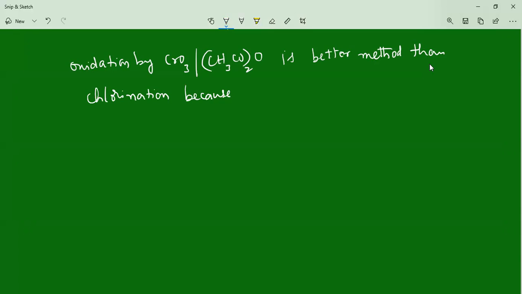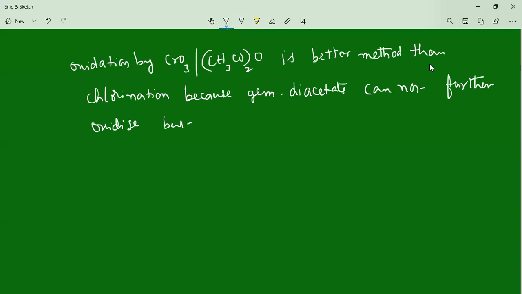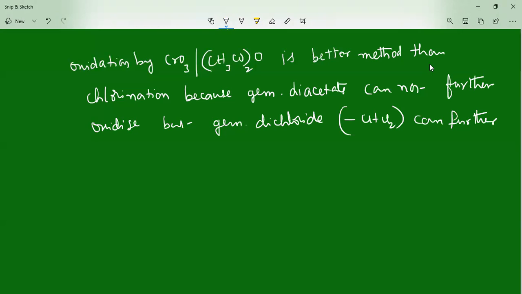because the geminal diacetate obtained cannot be further oxidized, but the geminal dichloride obtained can be. What is gem dichloride? It is CHCl2 attached to the ring. It can be further chlorinated.